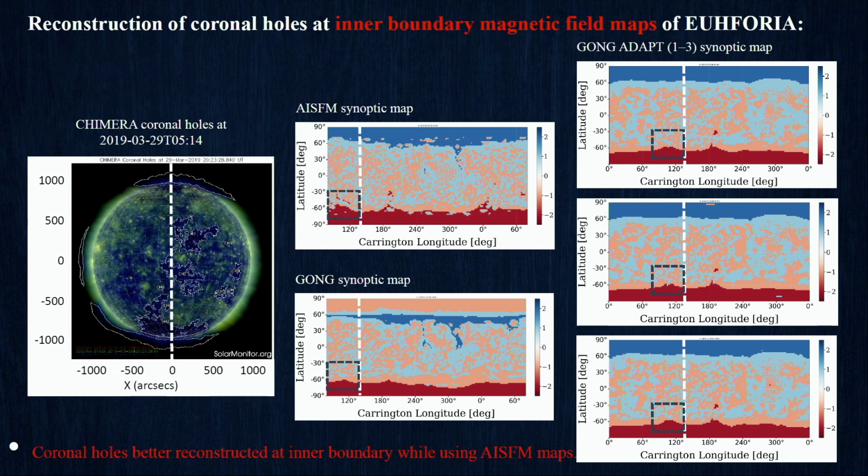We also wanted to check how the inner boundary magnetic field maps look when we use different types of magnetograms as input to EUHFORIA. The blue color shows the positive polarity and the red color shows the negative polarity. The darker the color, the more it denotes open magnetic field regions. This is from AI, when we use the AI magnetogram. This is GONG, and these are from the GONG ADAPT magnetograms. When we look at this period, this coronal hole is better reconstructed when we use AI, so it seems coronal holes are better reconstructed at the inner boundary when we use the AI magnetograms.